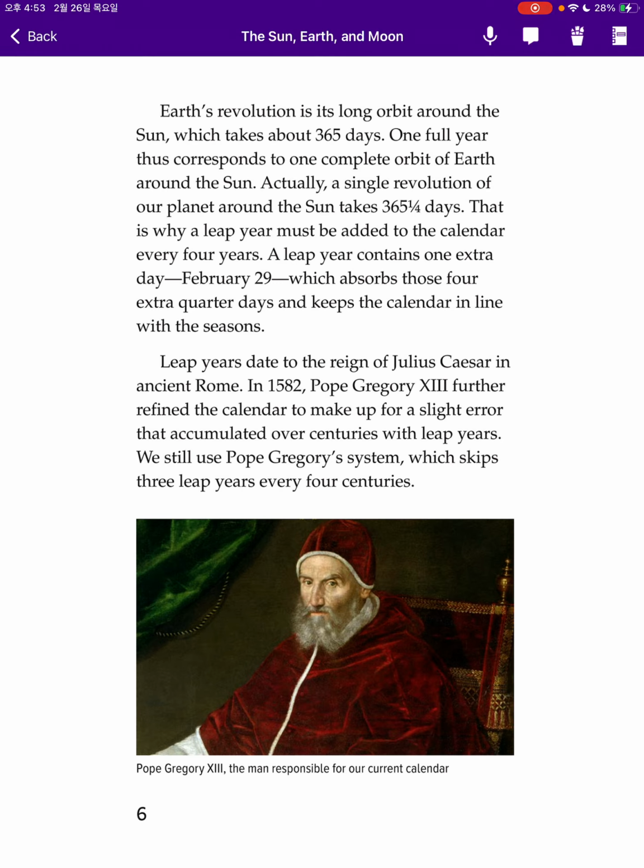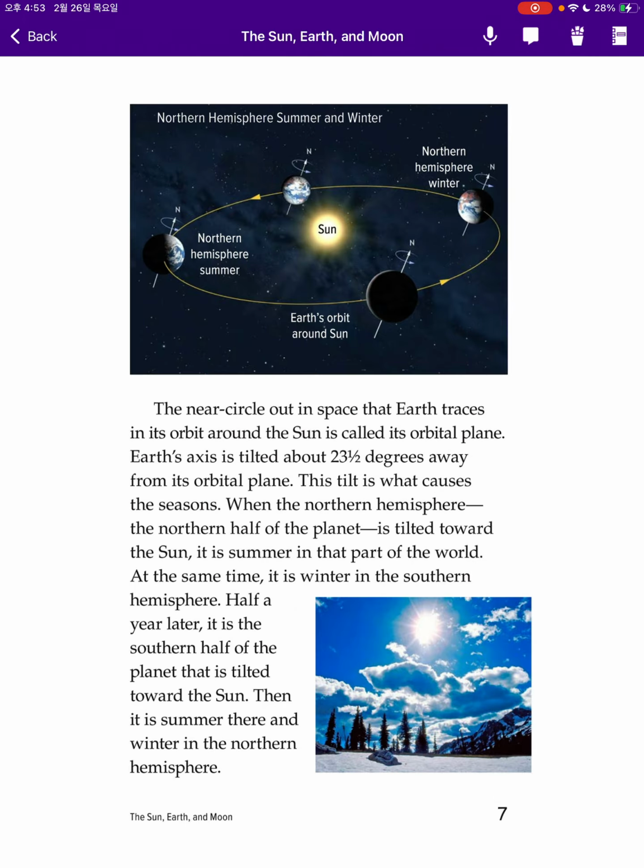Leap years date to the reign of Julius Caesar in ancient Rome. In 1582, Pope Gregory the 13th, Gregory XIII, further refined the calendar to make up for a slight error that accumulated over centuries with leap years. We still use Pope Gregory's system, which skips 3 leap years every 4 centuries.